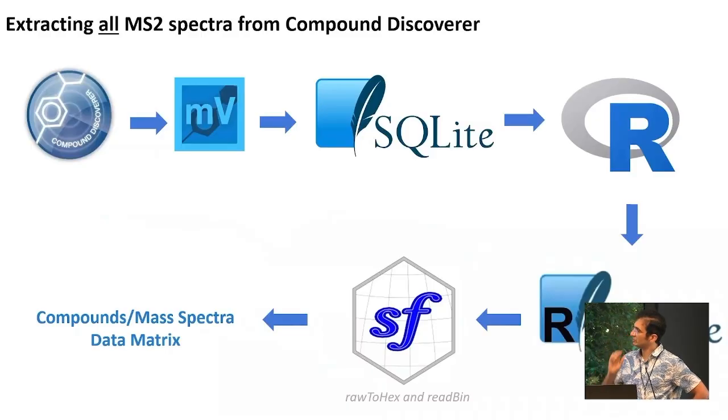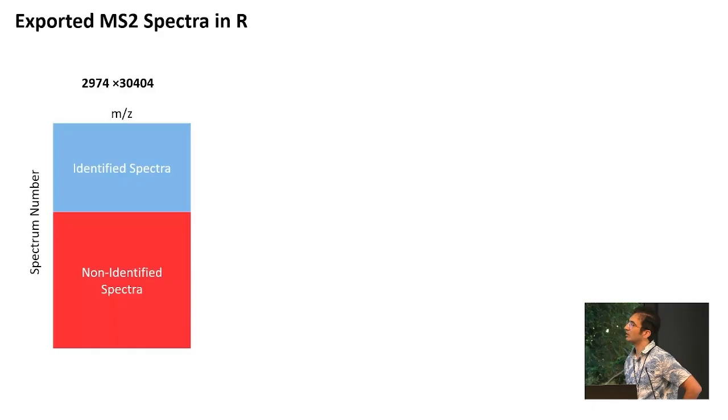This is Compound Discoverer, which is the software of the instrument. We extracted mass spectra into a small library named mzVault. From the mzVault, we went to an SQL database, and then from SQL, we imported data into R. By using the RSQLite package, we handled that data, and by using the sf package, we converted all of those binary structured data into numeric values. And then finally, we had the data matrix of all of the identified and non-identified molecules.